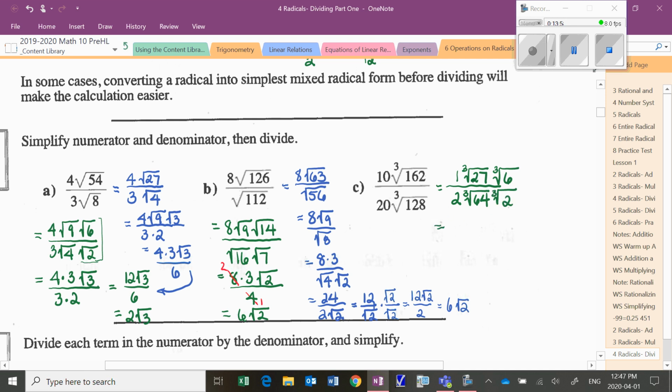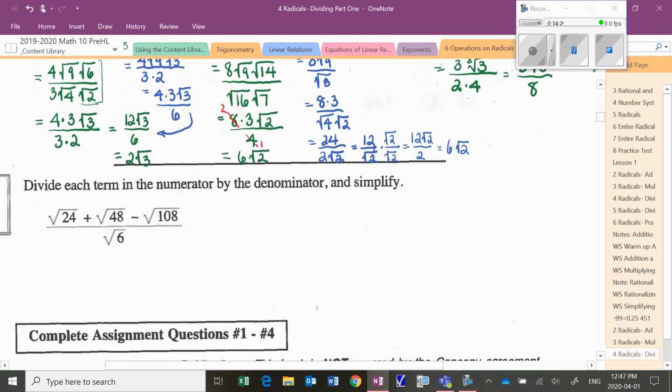And so cube root of 27 is simply 3, and cube root of 6 divided by cube root of 2 is cube root of 3. And then in the denominator we've got 2, and the cube root of 64 is going to be 4. So then we have 3 times the cube root of 3 over 8, and that is our final answer there.